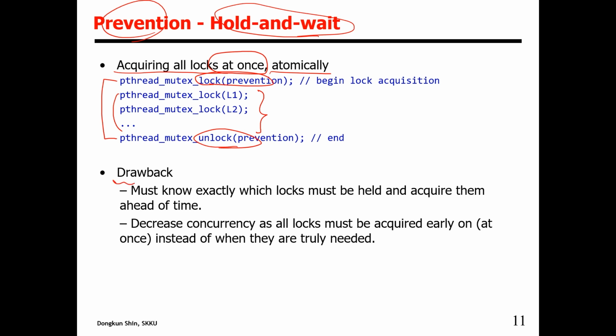But there is a drawback. We must know exactly which locks must be held and acquire them ahead of time. All the locks are acquired first, then it can perform the other remaining jobs. So it can decrease concurrency as all locks must be acquired early on instead of when they are truly needed. The concurrency between threads will be degraded by this technique. Okay, so this is the practical solution.